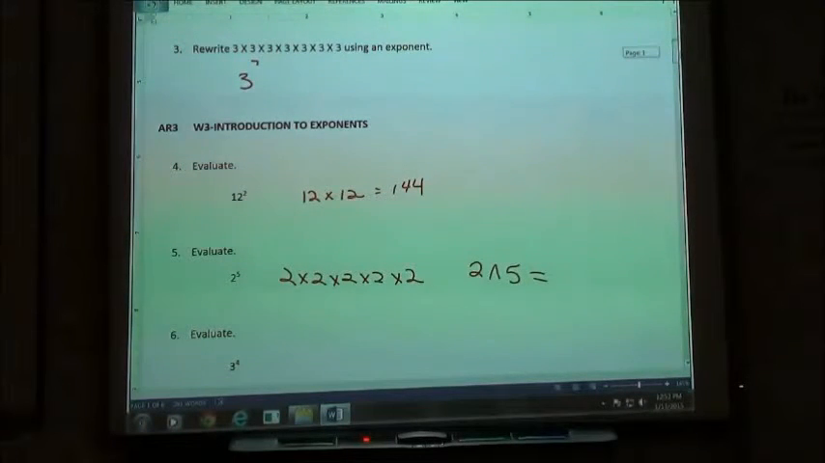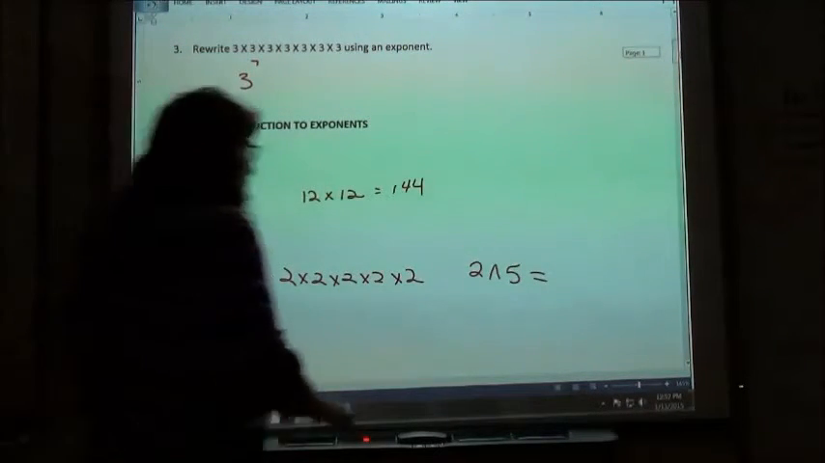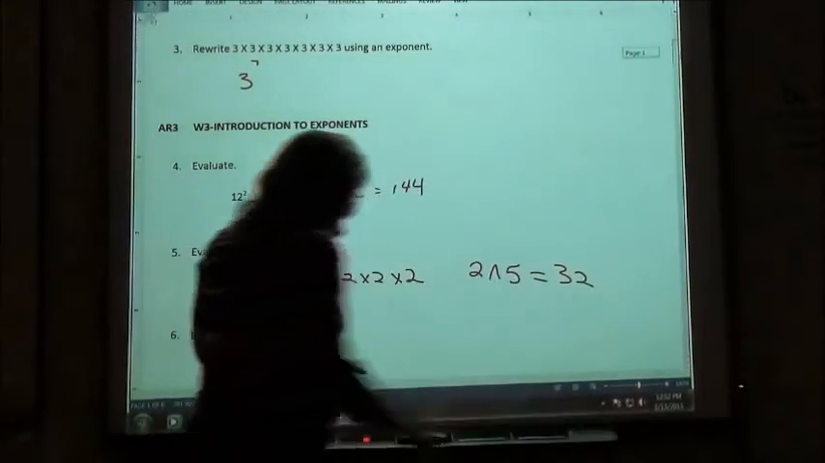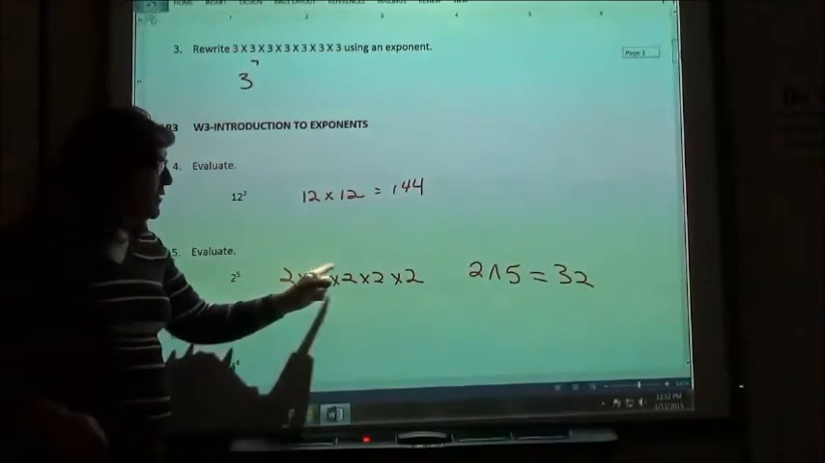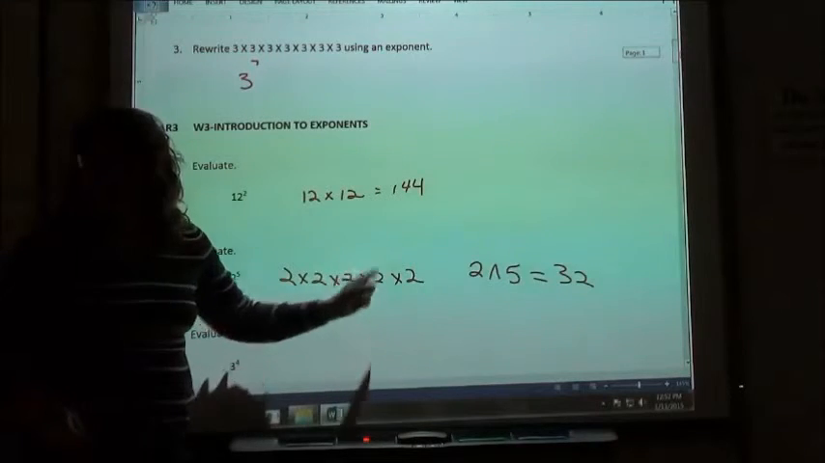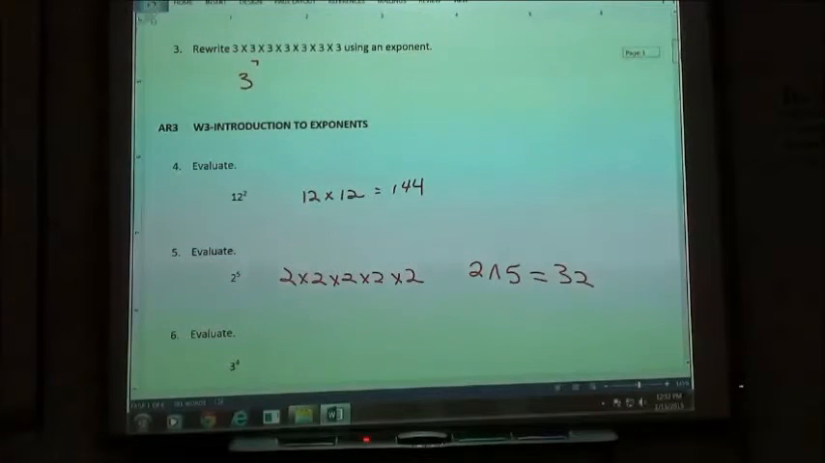There's the 32. So, yes, 2 to the 5th power is 32. 2 times 2 is 4. 4 times 2 is 8. 8 times 2 is 16. And 16 times 2 is 32. If I really had to do it the long way without my calculator.